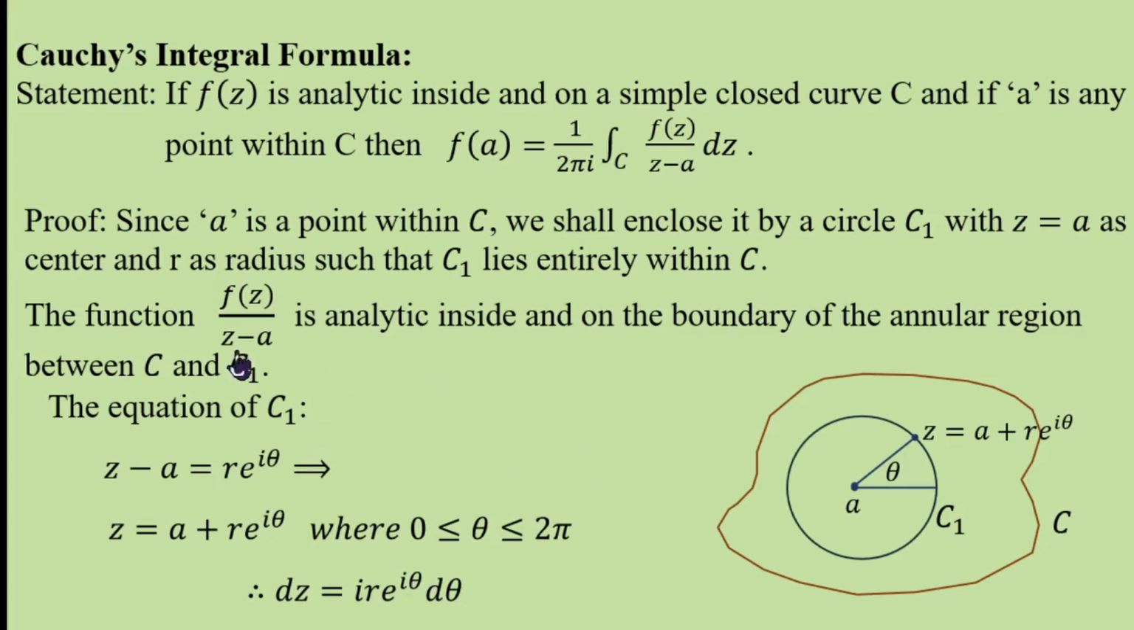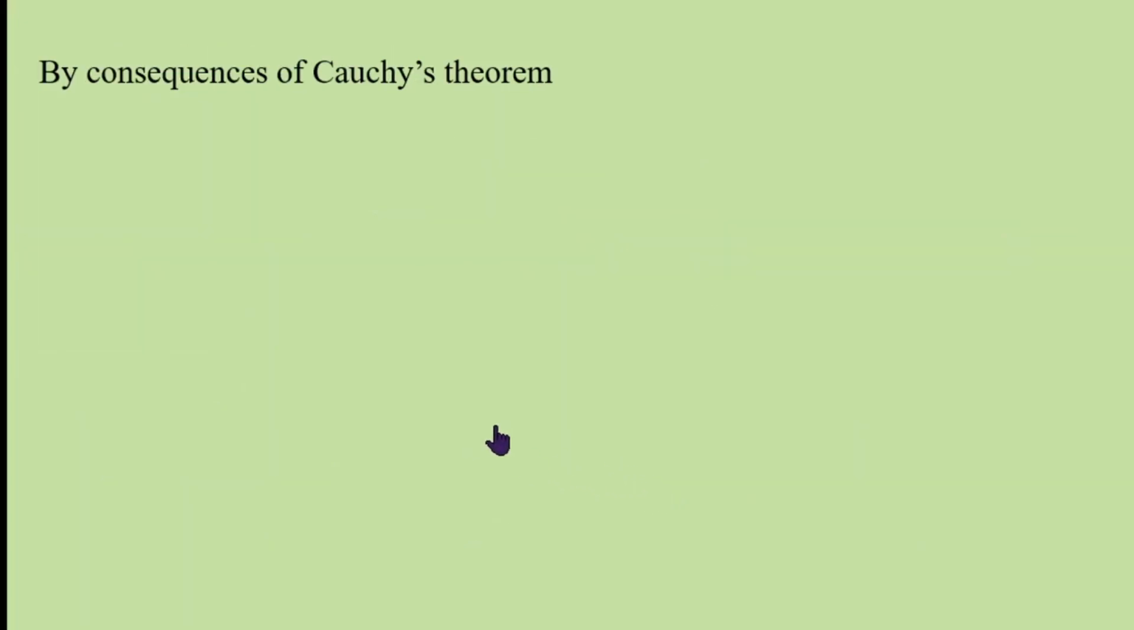By the corollary or consequence of Cauchy's theorem, the integral over C of f of z by z minus a dz is nothing but the integral over C1. Because f of z by z minus a is analytic between C and C1, and on the curve C1 as well as on the curve C, hence the integral over C is the integral over C1.